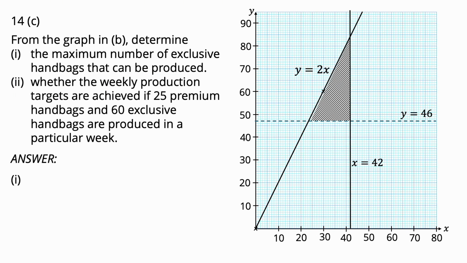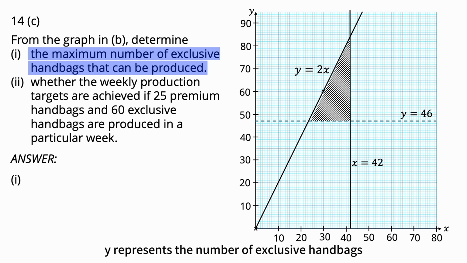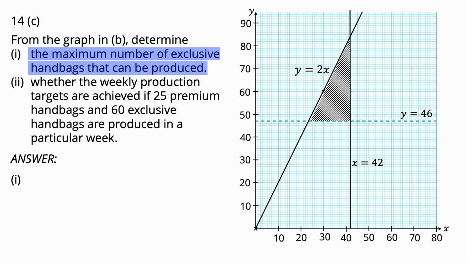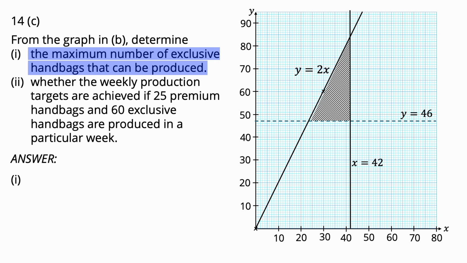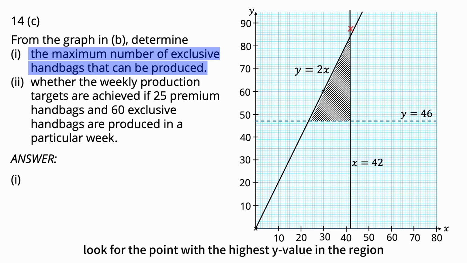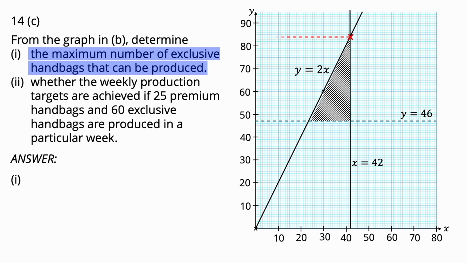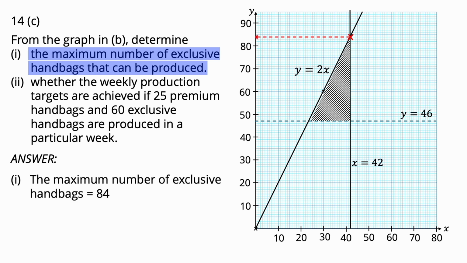C. From the graph in B, determine the maximum number of exclusive handbags that can be produced. From the graph, Y represents the number of exclusive handbags. To make Y as large as possible while still remaining inside the feasible region, look for the point with the highest Y value in the region. Therefore, the maximum number of exclusive handbags that can be produced is 84.